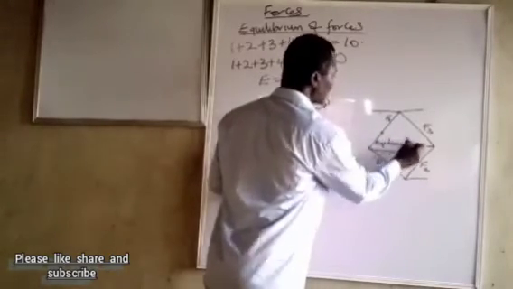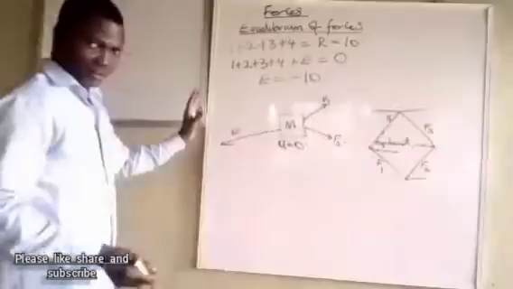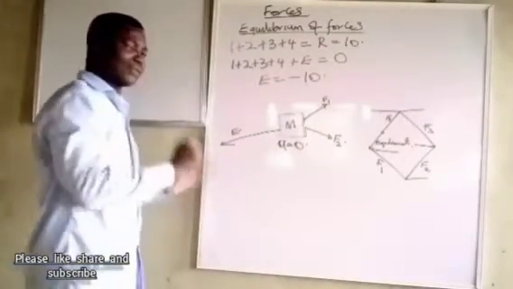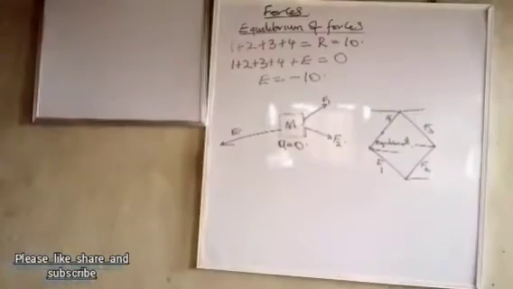Please, I want you to understand it very well. Nothing is simple. Resultant acts like this. Equilibriant acts opposite it, and it makes it 0. That's all. And it makes it 0.